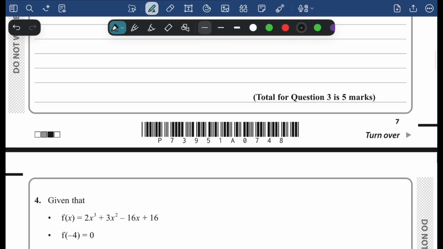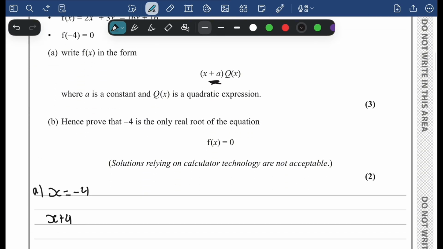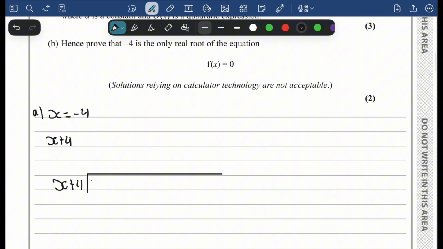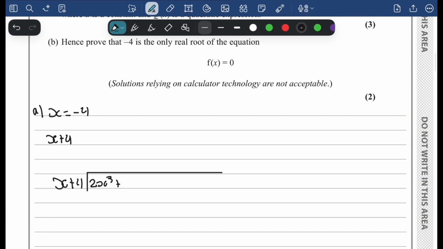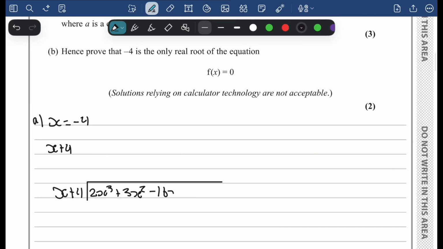So then we can see here x plus 4, that's going to be our factor, right? So now all we have to do is do some polynomial division. So we draw our little bus stop, and we put our cubic in here, where this is 2x cubed plus 3x squared minus 16x plus 16, and then we just do some simple polynomial division, right?